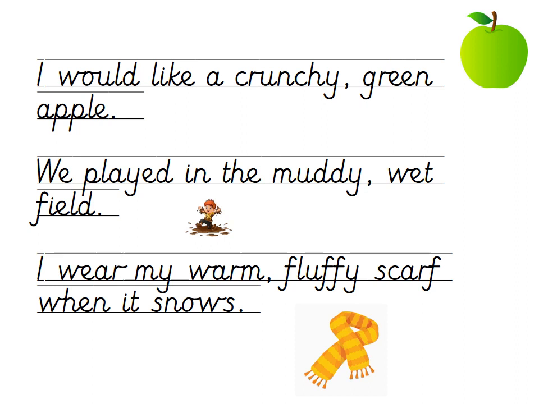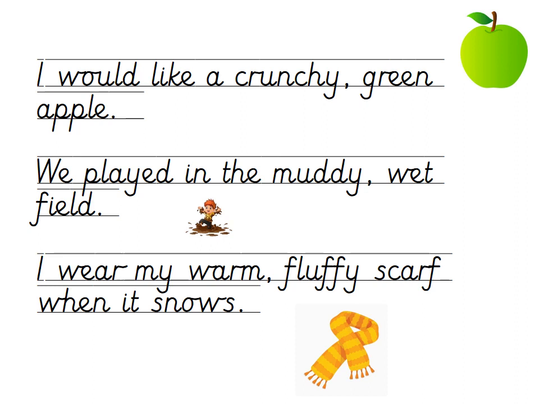I would like a crunchy green apple. In this sentence, the noun is apple. The writer has chosen the adjectives crunchy and green to describe the apple. The expanded noun phrase within this sentence is crunchy green apple. We played in the muddy wet field. In this sentence, the noun is field. The writer has chosen the adjectives muddy and wet to describe the field. The expanded noun phrase within this sentence is muddy wet field.